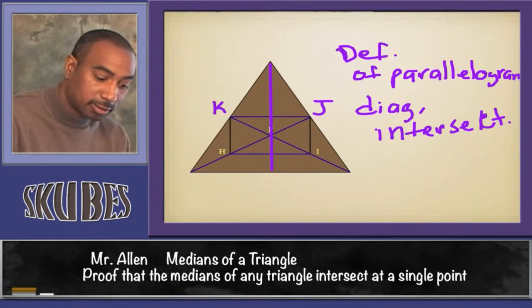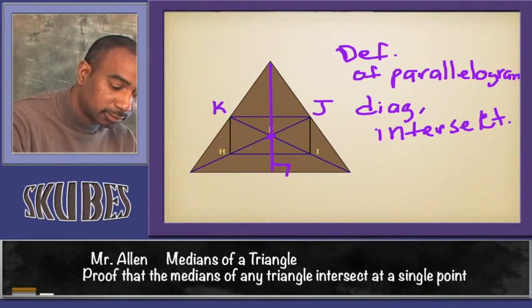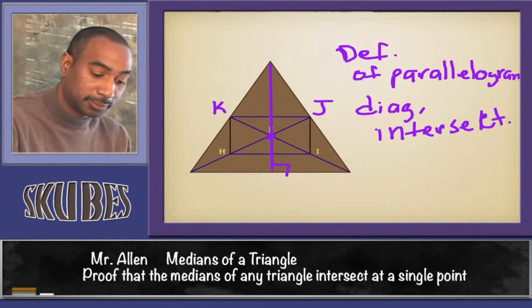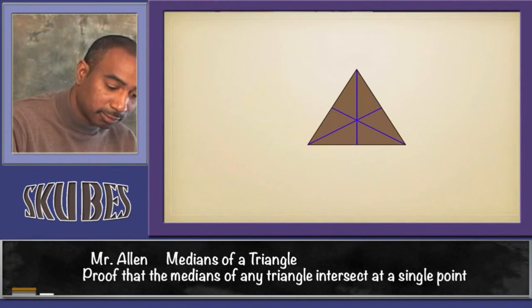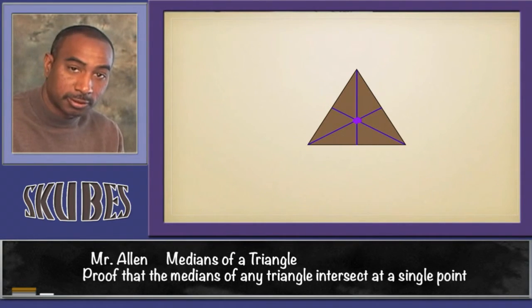And if you construct this median and make it a perpendicular bisector, we know that it's going to cross through the center. It's going to cut through half of this triangle, so it has to cut through the center. Therefore, we have proven that all three medians intersect at one common point in the triangle. This concludes the lesson for today.